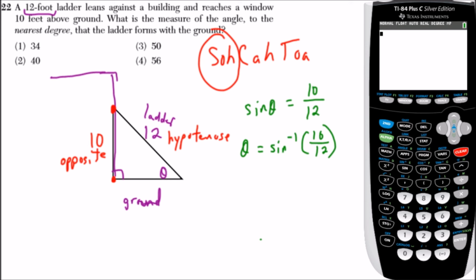So now we go to the calculator and we're just going to press second sine and write in the fraction 10 over 12. And to the nearest degree, 56.4 rounds to 54 degrees. So theta is 54 degrees, which corresponds, I'm sorry, 56 degrees, a little verbal typo there. This was 56.44, which rounds to 56 degrees. Good thing 54 wasn't an answer choice there, or I would have been in trouble.